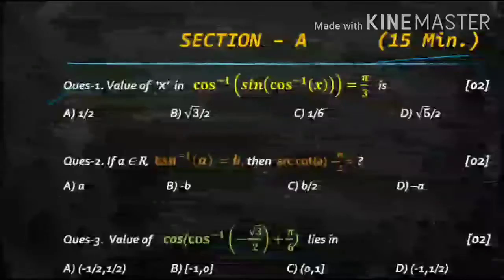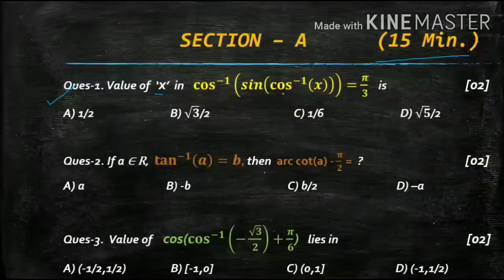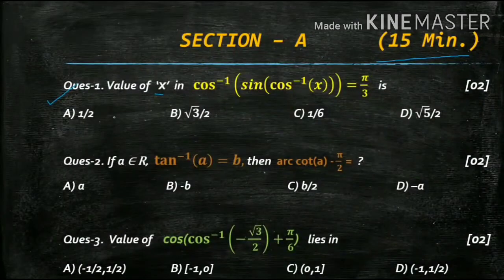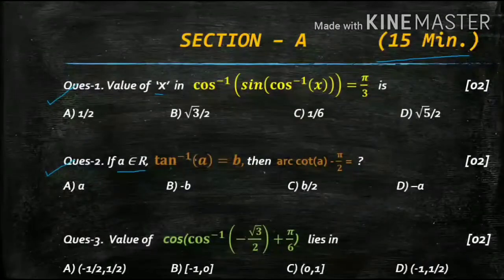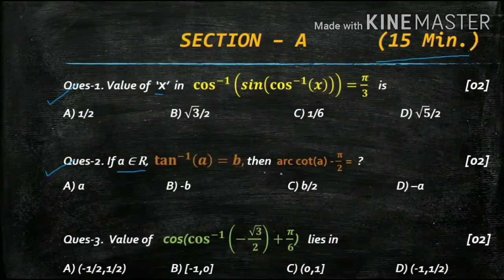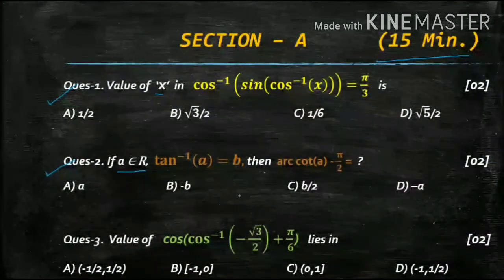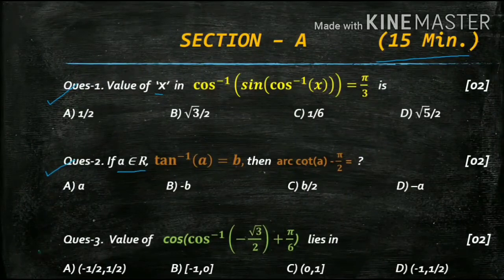The first question asks you to find the value of x in this given equation. You are given 4 options, only one is correct. The second question says that a belongs to R, that means a is a real number, and tan inverse of a is b, then you have to find the value of cot a minus pi by 2. The third question asks you to find the value of cos inverse of minus root 3 by 2 plus pi by 6.